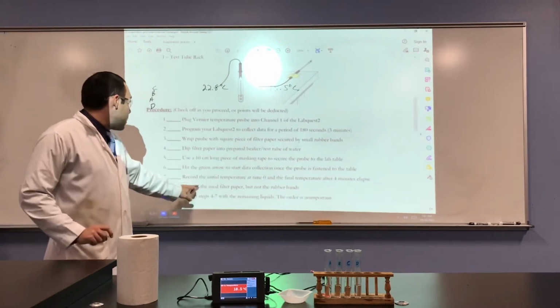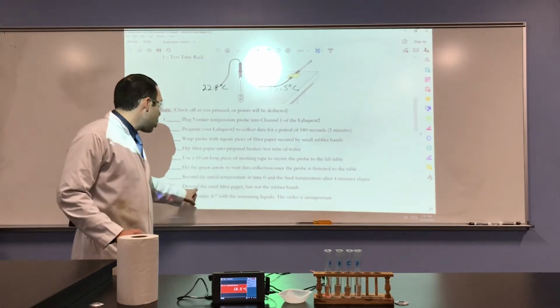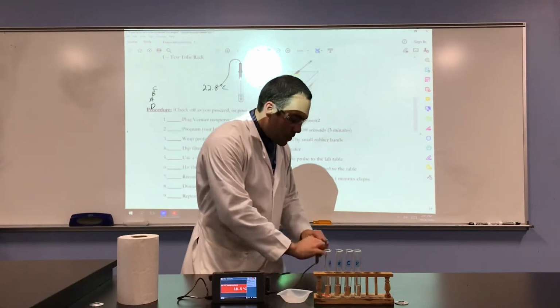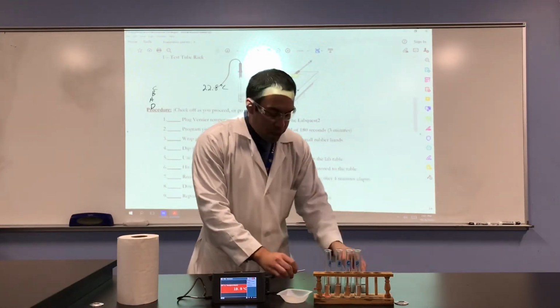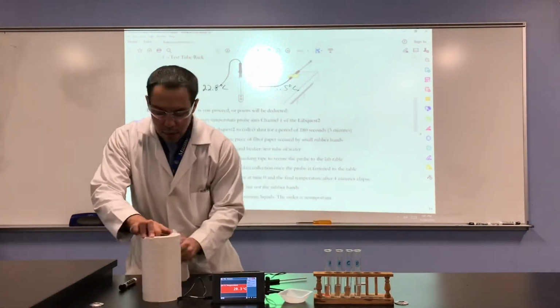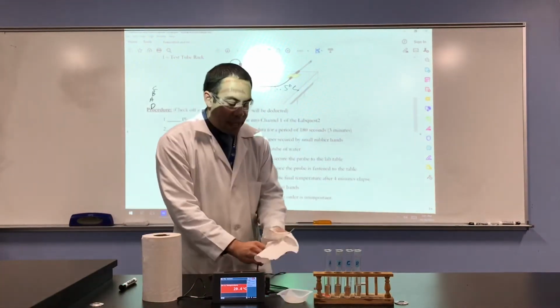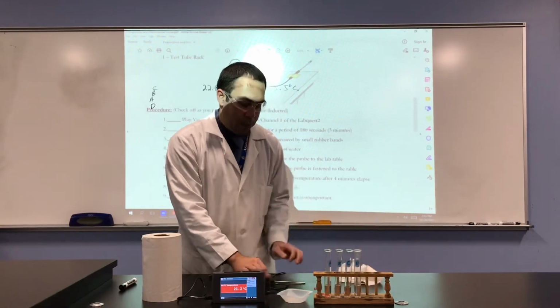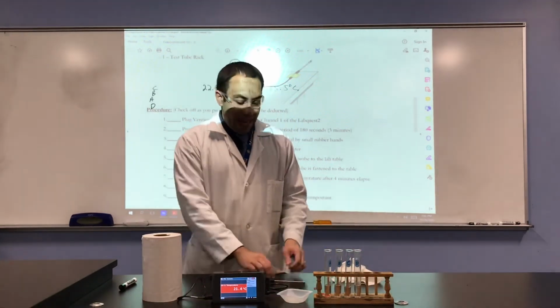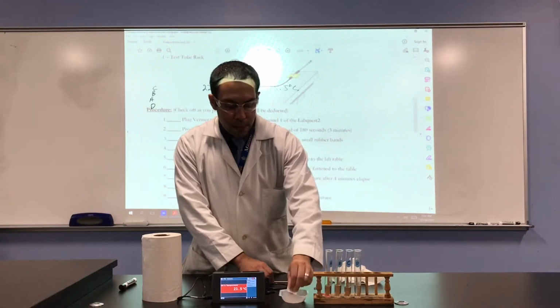So after this, we record the initial temperature and the final temperature, discard the used filter paper, save the rubber band. So we'll pull off the filter paper, save the rubber band, and wipe the tip of the temperature probe with a piece of paper towel. We'll set up the second trial, ethanol.